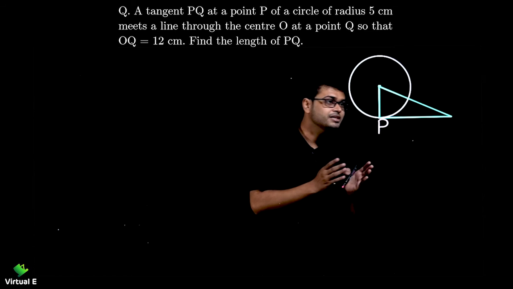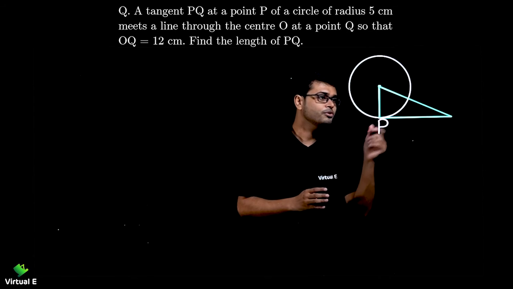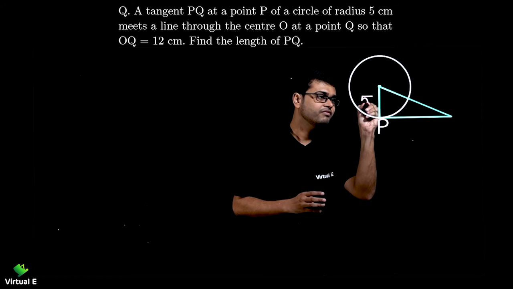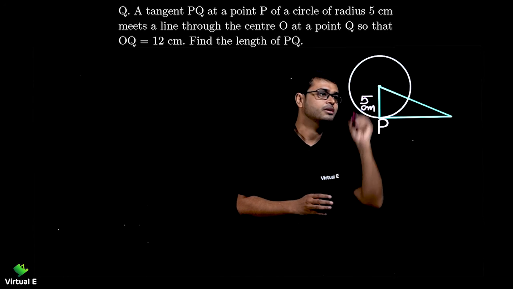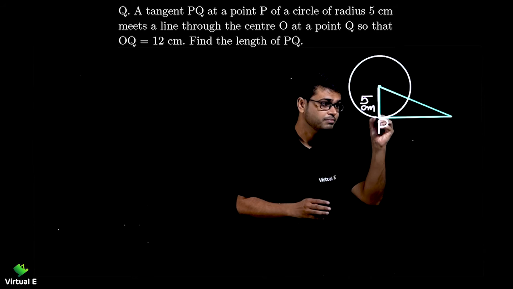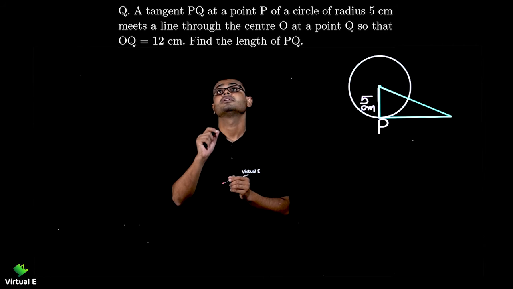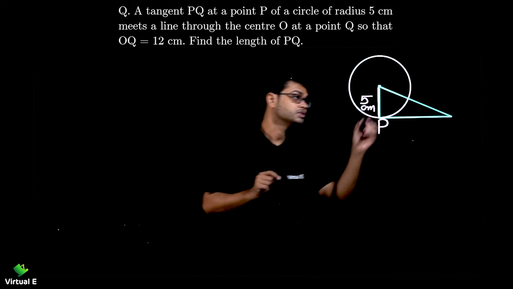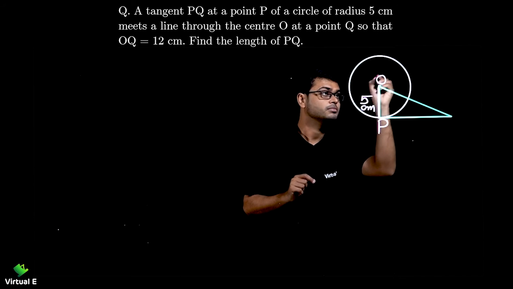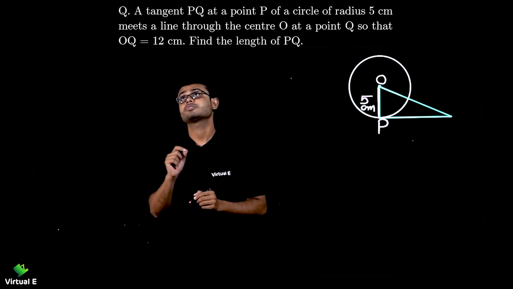Now guess which is the radius. It's very simple. We are learning about radius since many years, so I hope you know very well. This is 5 centimeter radius, right? This is the radius. Let's highlight with pen. This is the radius. Done. Meets a line through the center O. Center is O. Done. At a point Q, so that OQ is equal to 12 centimeter.